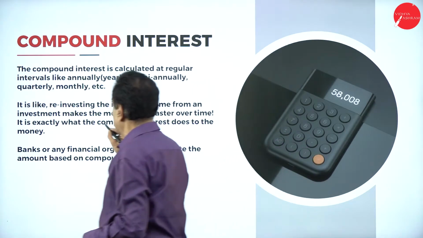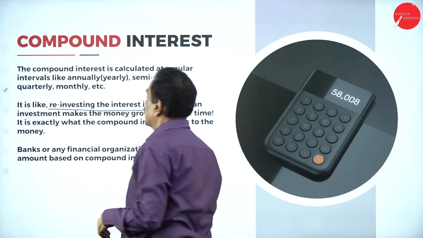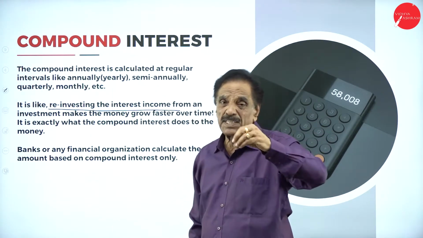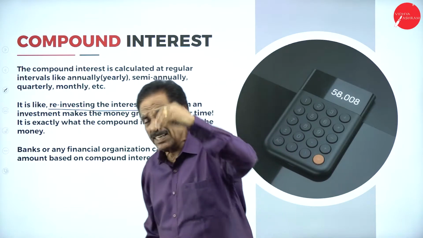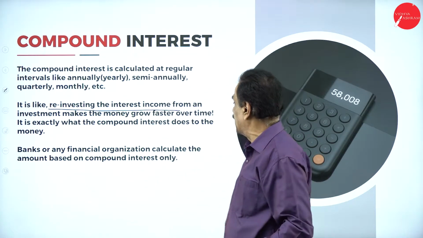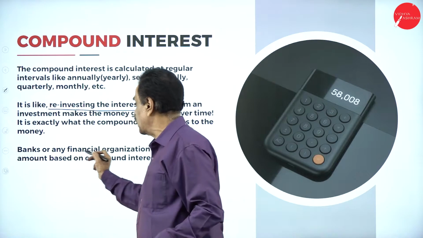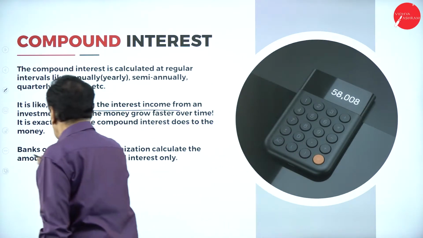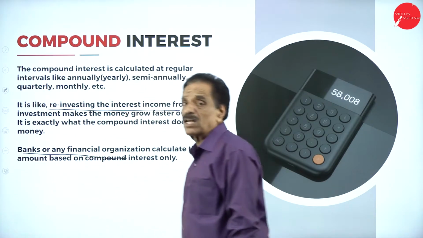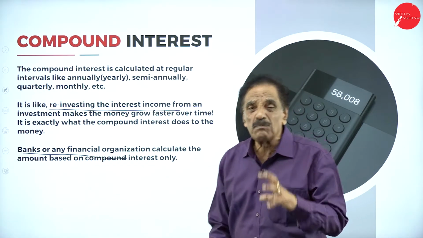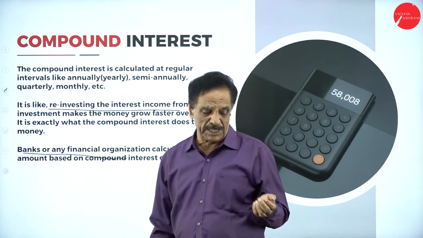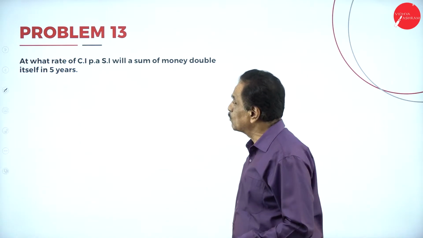What is compound interest? Reinvesting the income from the investment makes the money grow faster. So 100 rupees plus interest is 110, and on 110 we are going to calculate. Banks or any financial organizations calculate the amount this way. So compound interest plays a very important role when compared to simple interest. We'll move on to the problem.